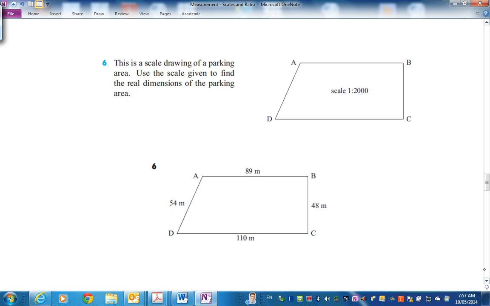Okay, the scale given is 1 to 2,000. You need to measure all of these from the textbook because it's already been enlarged. Okay, see if you can get those answers there.